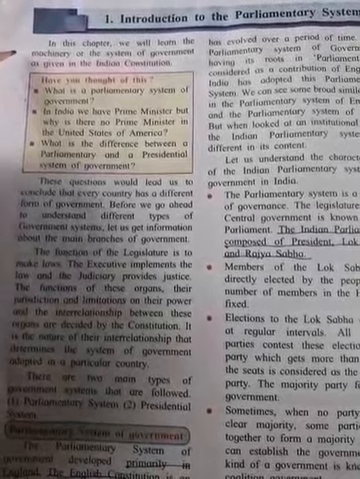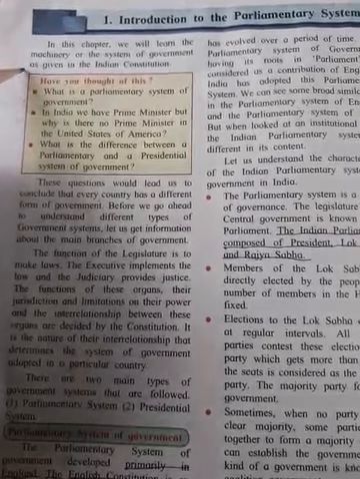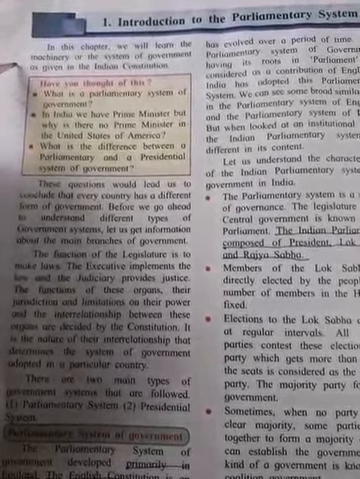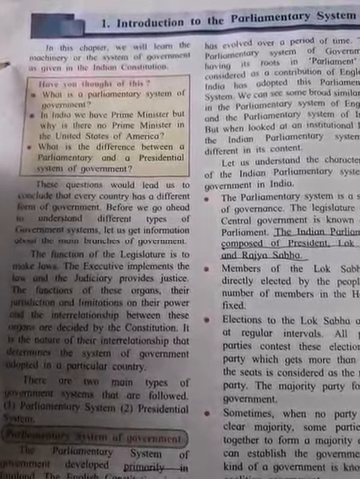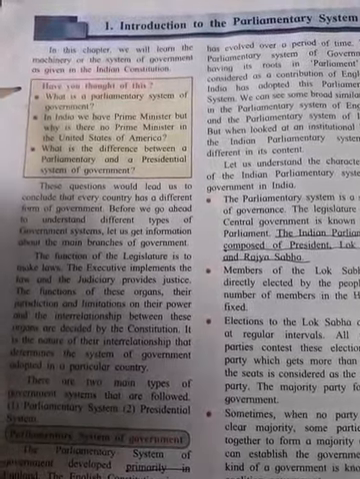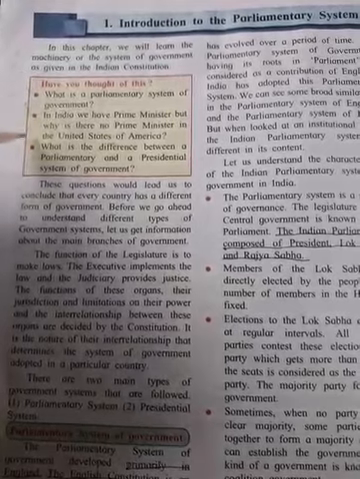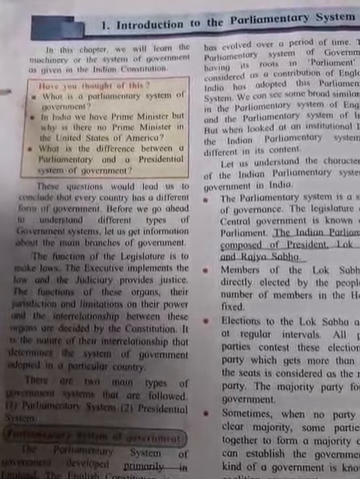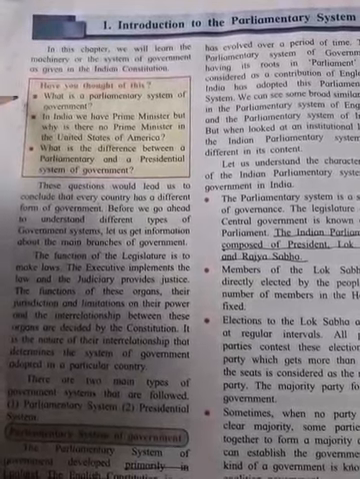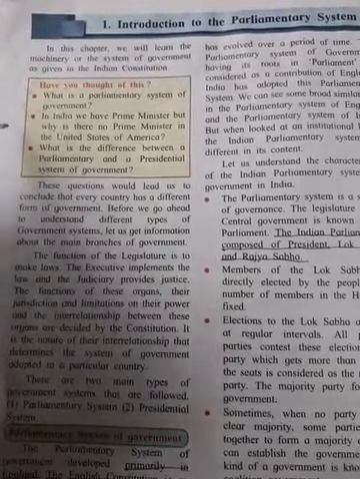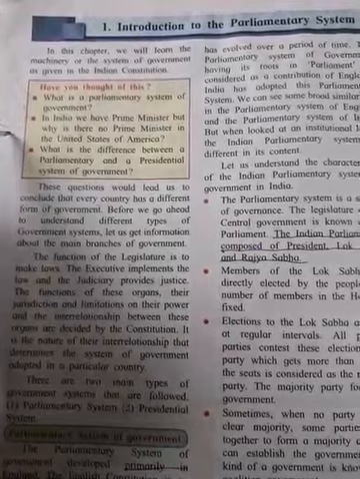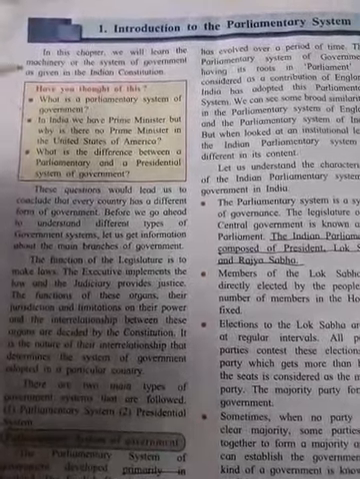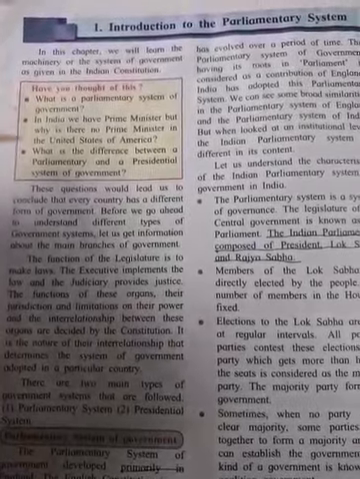Now in our country there are 28 states and each state has its own government. And there are 9 union territories. So this is our administrative system. At first the union government is there, then for each state a government, and for the rural area and for the urban area local government bodies are there. So we will learn about the parliamentary system.